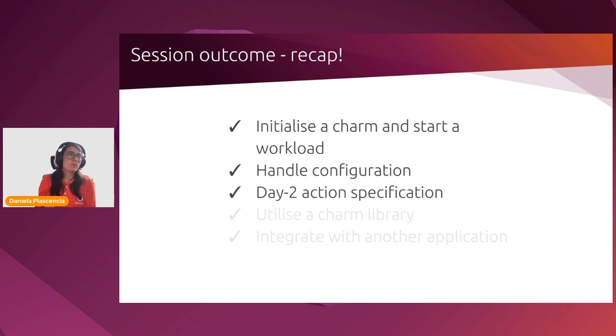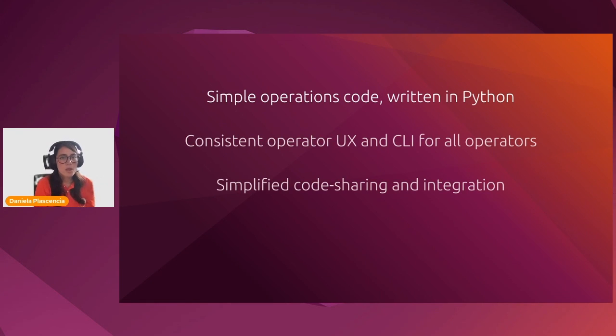All right, so let's do a brief recap. What we did in this session was we initialized a brand new charm using the template operator, and then we defined a configuration with Pebble layers. We defined a day-2 action, retrieving the admin password to access the web UI. And then we introduced more or less what libraries and relations are. Once again, the charmed operator framework enables you to write simple operations code written in Python. It provides us with a consistent operator UX and CLI for all operators. And then we have a way of sharing code and integrating our charms.